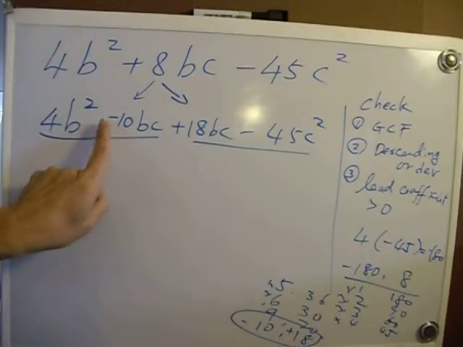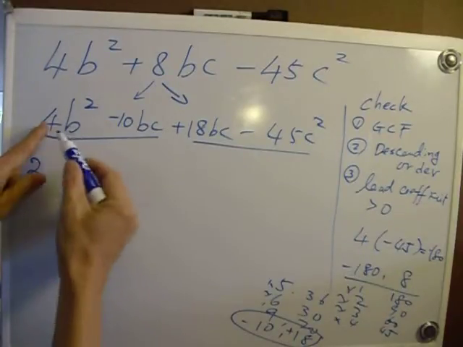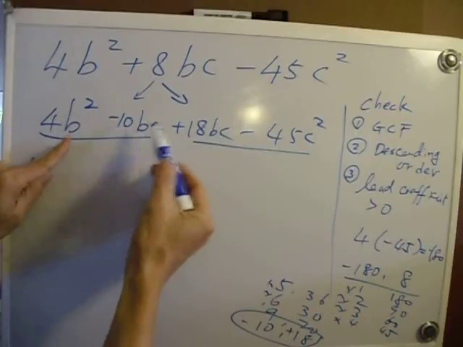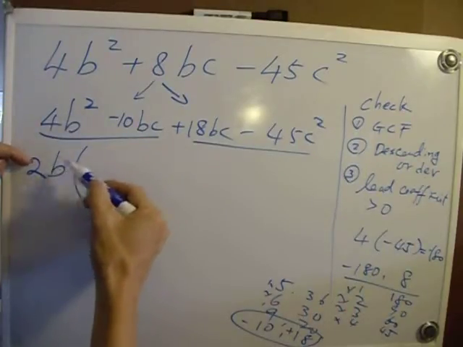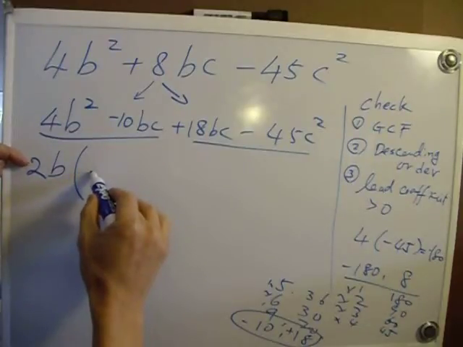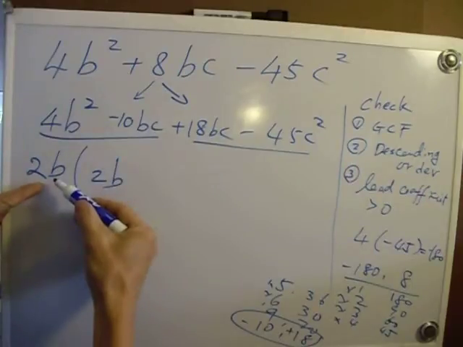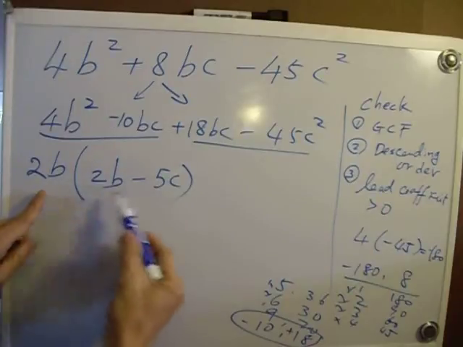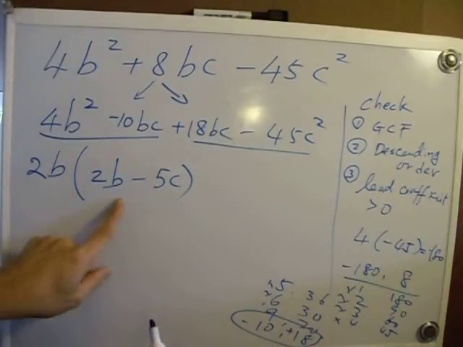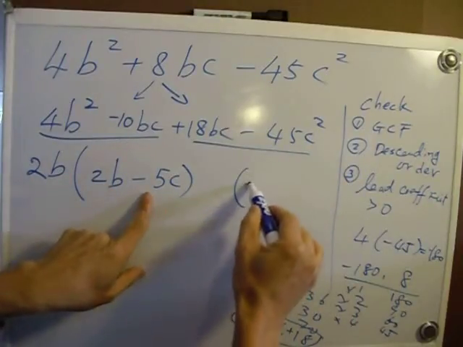So next, check the GCF, and factor the GCF out of here. The GCF of 4 and 10 is 2. B squared and BC, that should be B here. Use this monomial divided by this GCF. That should get you 2B. And then use this monomial divided by this GCF, negative 5C. Okay? Double check this. No more factor can be factored out. So that should be the second part.